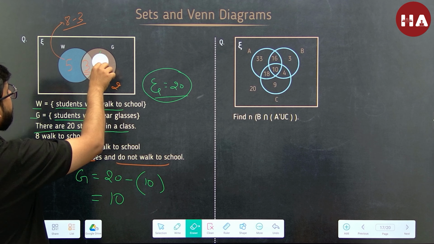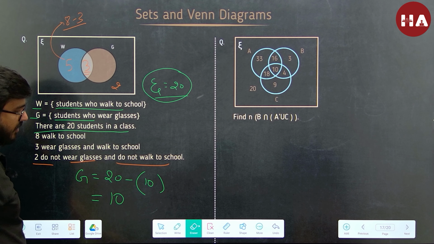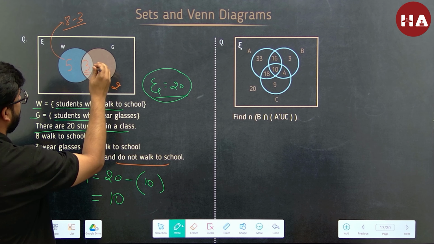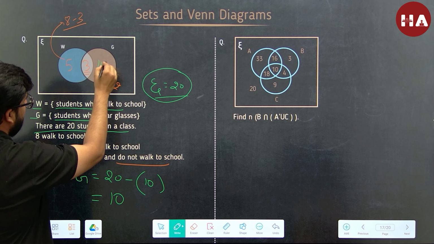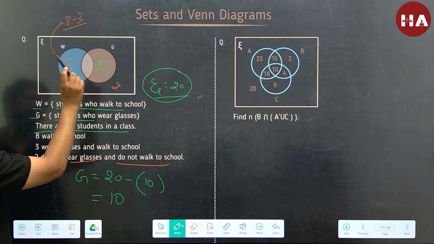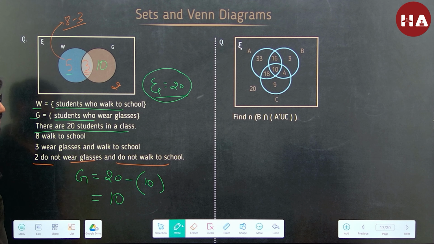So you can apply basic mathematics for addition and subtraction and find the value of the given set. So I'll write the answer here as 10. Okay, I hope you got the concept. So this is 5, this is 3, 10 and this is 2.